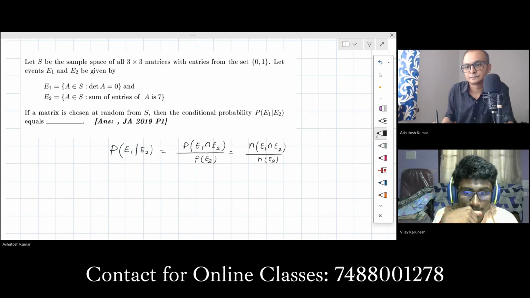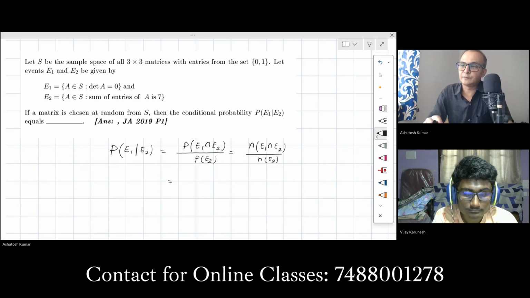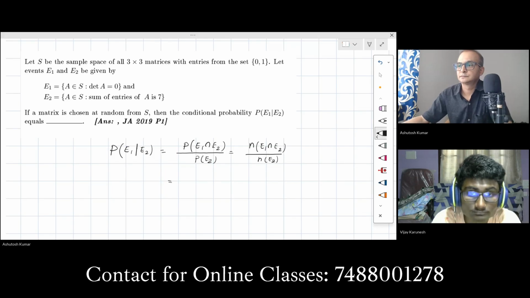Now, instead of finding the probability of each of such events, we are now willing to find the number of such matrices we can construct, correct? So number of E1 intersection E2 means what? If you want to understand it in words, I need to have a set of such matrices in which the determinant is 0 and the sum of entries is also 7. Sorry, the sum of entries is 7.